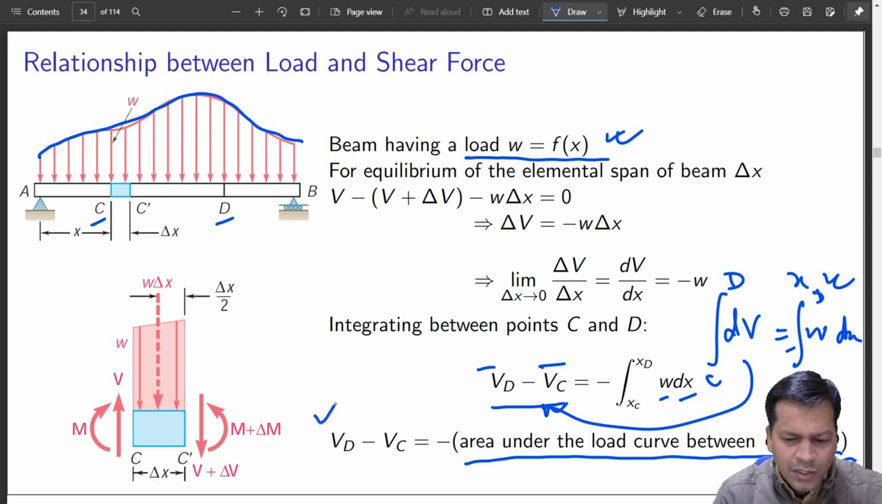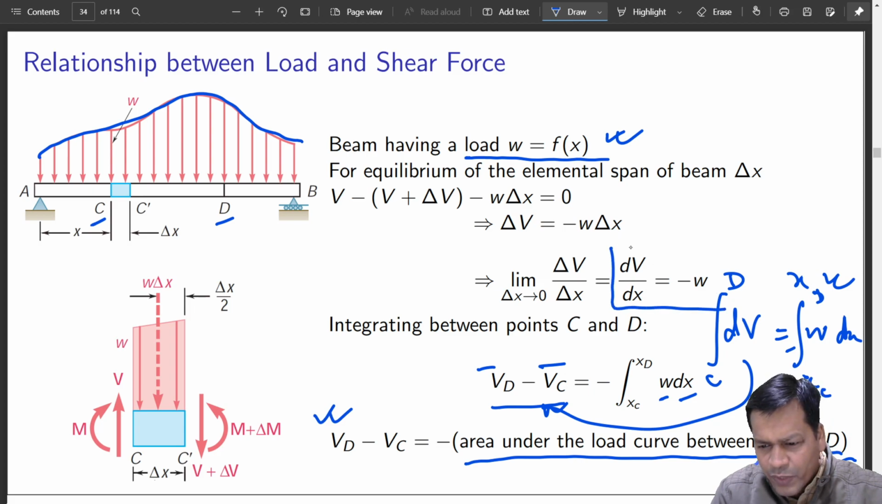So this is the first relation which you should note down, and this one is another very good relation that we will be using later on. Mind it, dV by dx is equal to minus W. So this is another relation. This is a significance that we have now extracted.